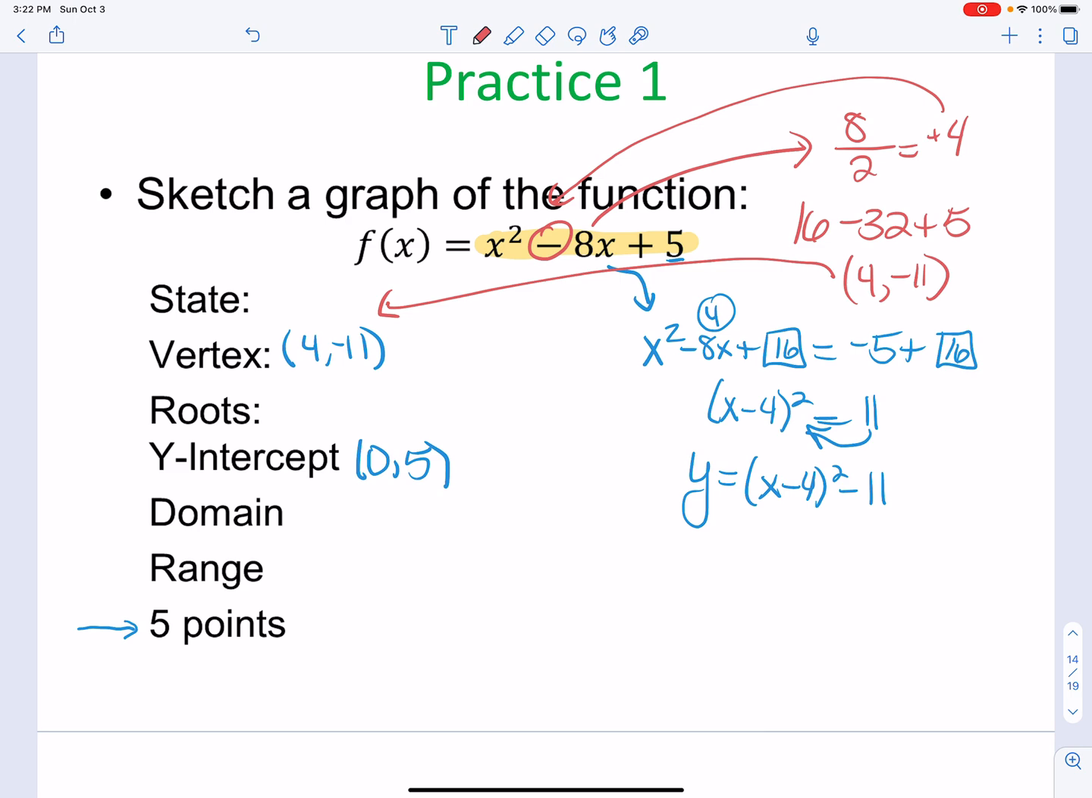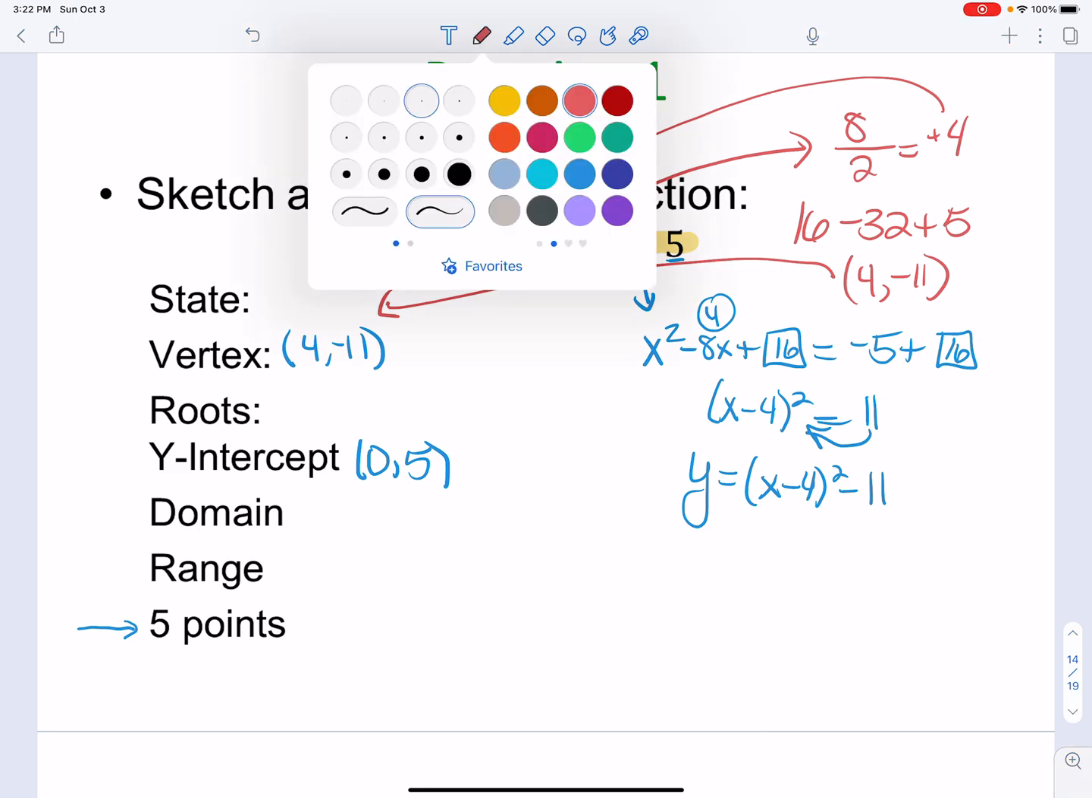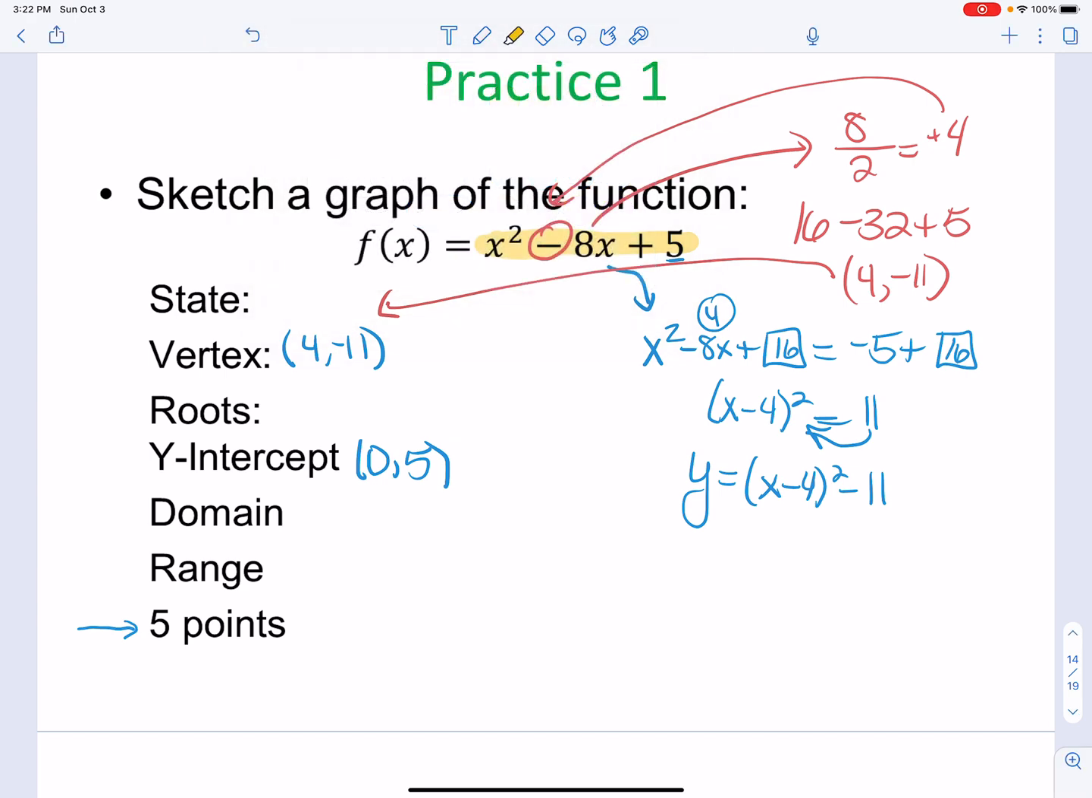Okay, the next one says roots. Now, I already completed the square, so I already have this line right here. So instead of moving the 11 over, can't I just take the square root of both sides? And I get x minus 4 equals plus or minus the square root of 11. And then I would add 4. So my two roots would be 4 plus square root of 11 and 4 minus square root of 11. So I'm just going to write both of those.